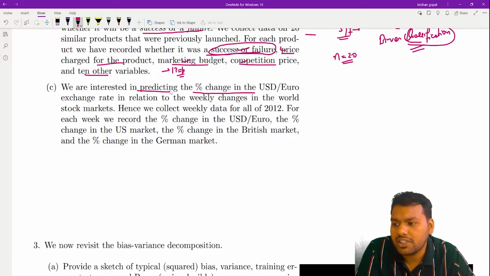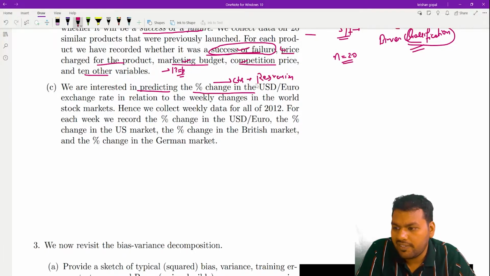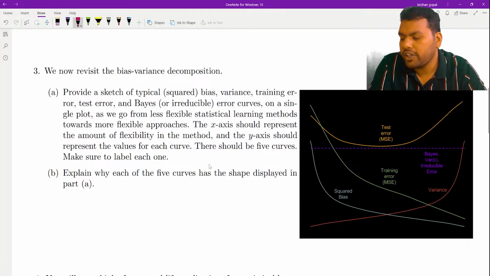It is clear in the first line that we are going to predict the percentage change. That is a continuous value, so it is a regression problem. Then you can give the answer here for the n and p. Okay, moving to another question.